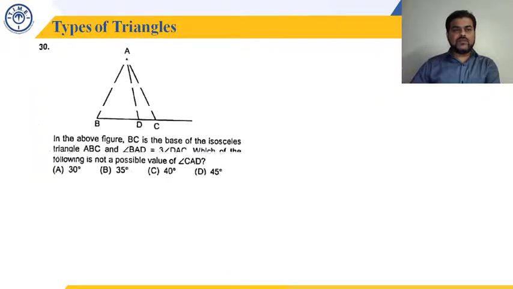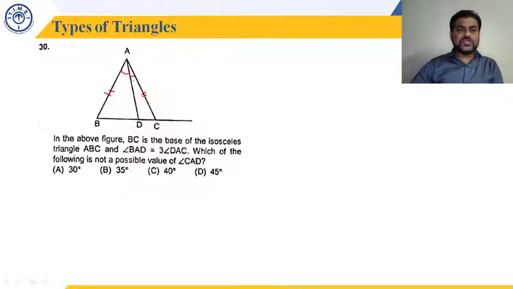Fine. Let's look at a question as an example. This is question number 30 on your sheet. So this gives you the data about this figure. In the above figure, BC is the base of the isosceles triangle. If BC is the base, it means AB and AC are equal. Okay. And angle BAD is equal to thrice of angle DAC. BAD, this angle, is thrice of this angle. Okay. Which of the following is not a possible value of angle CAD?